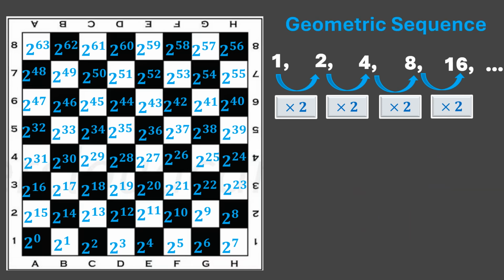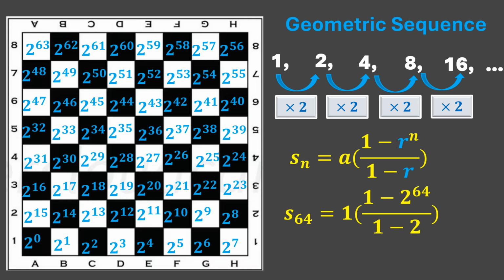We do want to find the sum of the total grains on the chessboard. So we are going to use a geometric summation formula, where a is the starting number, r is the common ratio, and n is the number of terms. So the total sum of 64 is equal to 1 times the bracket 1 minus 2 to the power of 64, over 1 minus 2.